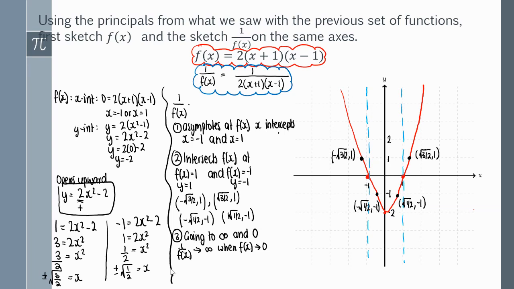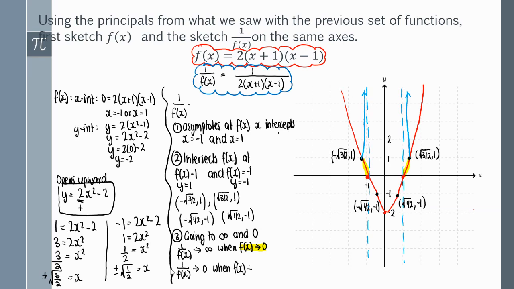So I can see 2 points when f of x goes towards 0 above the x-axis. And I'll highlight these in yellow. So from about the point minus root 3 over 2 to minus 1 for x, and from x equals 1 to root 3 on 2, my reciprocal function tends towards infinity. So it goes up towards my asymptote.